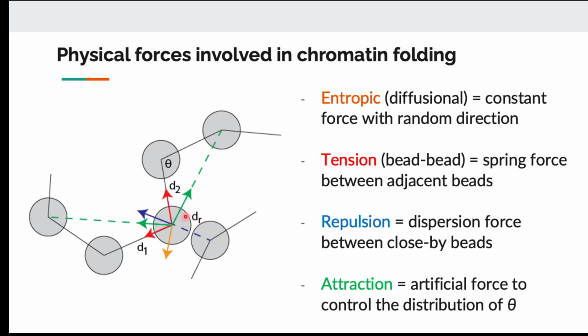And in this case, there is a synthetic force, the one in green, called attraction force. This force acts between not adjacent nucleosomes, but two nucleosomes that are one unit apart. This is a synthetic force that is used to control this angle theta. I mentioned earlier that people know from experiment that the angle between nucleosomes is about 100 degrees. So in order to control the structure to have about 100 degrees at this angle, people have to add a synthetic attraction force to control this distribution.